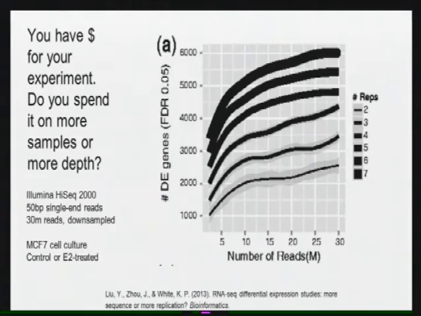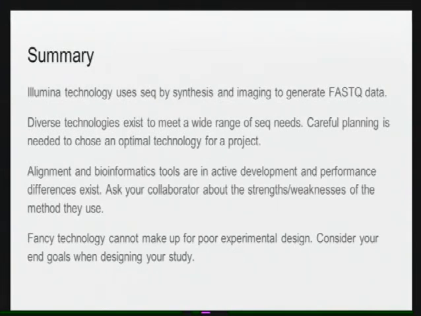OK, so just a few points. And if there are additional questions about QC after, I'm happy to talk about those. Illumina technology uses sequencing by synthesis and imaging to generate the FASTQ data. That's the process we went through in the beginning. But now, in addition to Illumina, there's a diverse set of technologies that exist to meet a wide range of sequencing needs. So you really can customize your experimental design for your data.